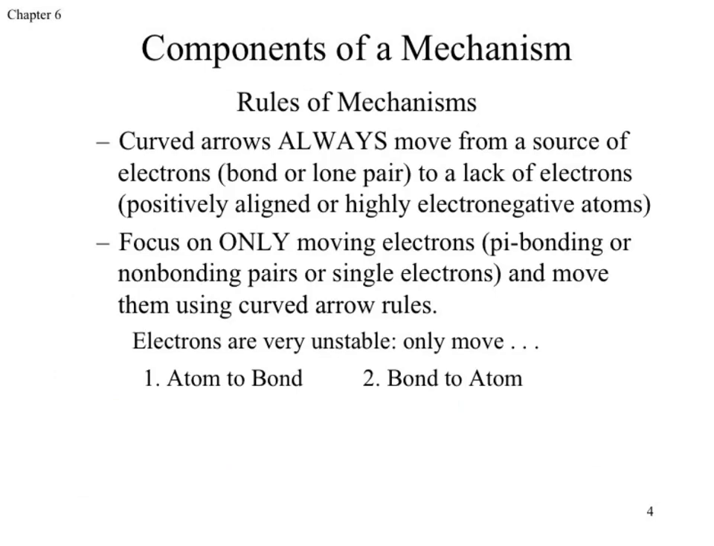So the rules of our mechanisms: our curved arrows will always start at a source and end someplace where we're lacking electrons. Those sources can be bonds or lone pairs. What type of bond? We should be more specific with that. No, I can't be more specific. I lied. That curved arrow can start at any type of bond when looking at a mechanism. Focus only on moving the electrons.